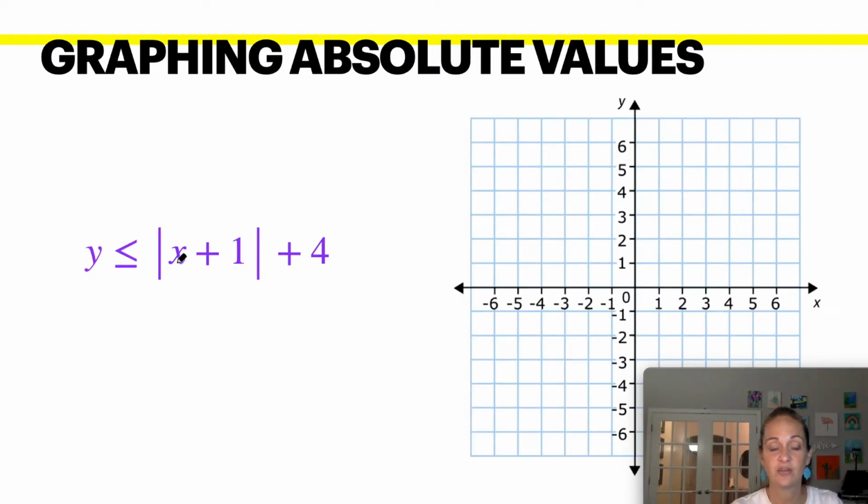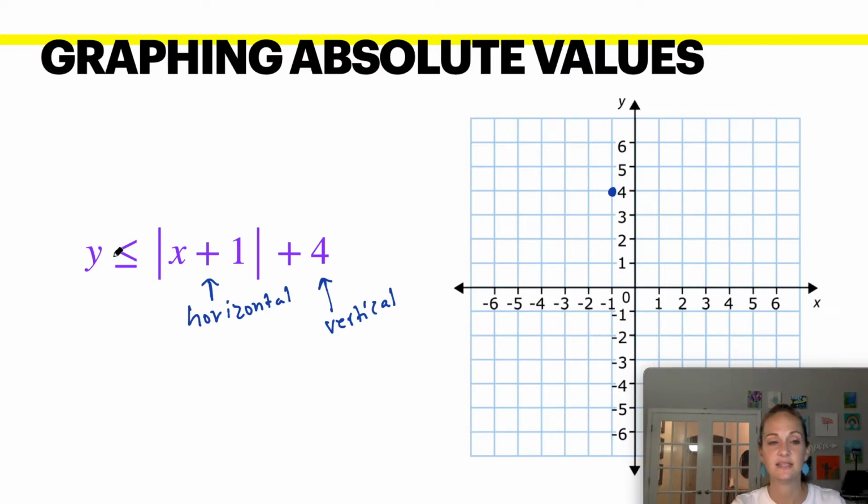This is another translation. This is a horizontal translation, and this is a vertical translation. So I know that it is going to look like a V. It is going to go up 4, but the +1 means I actually go to the left 1.